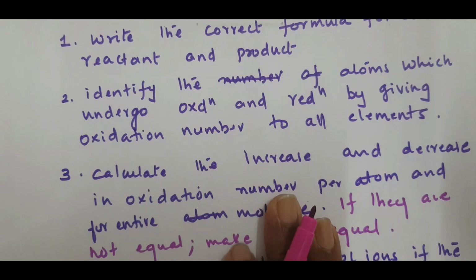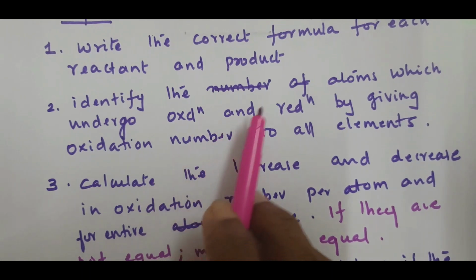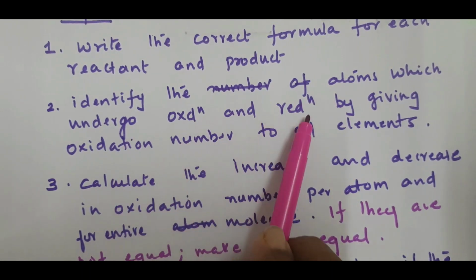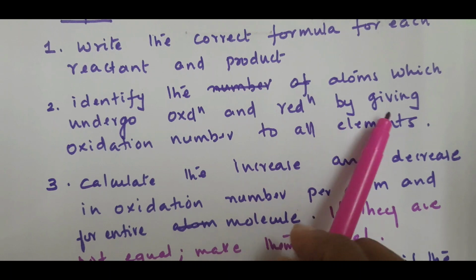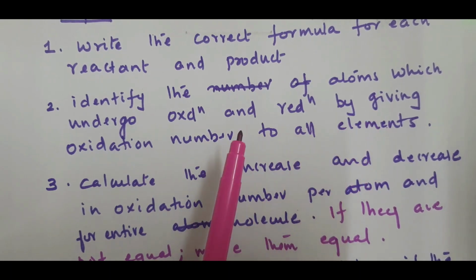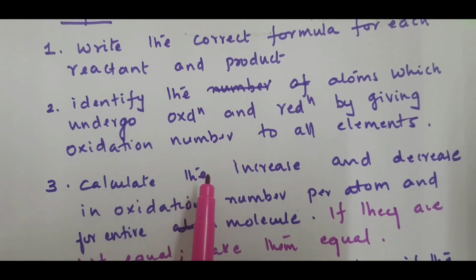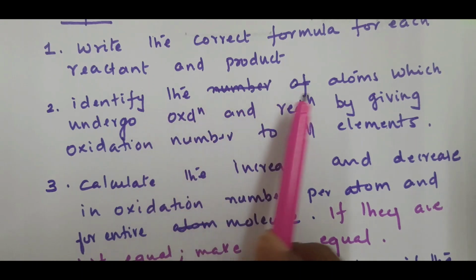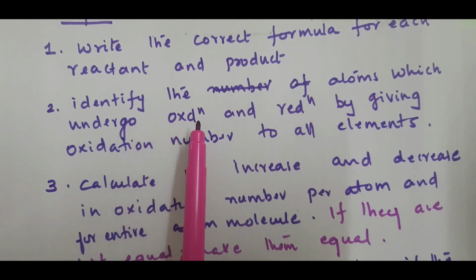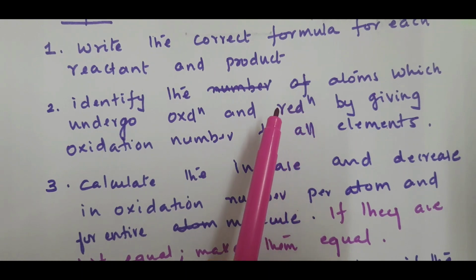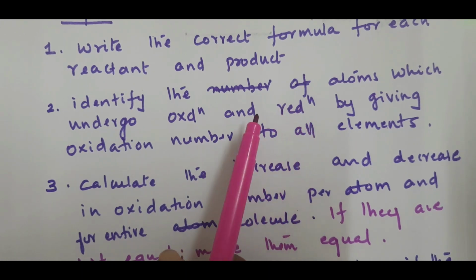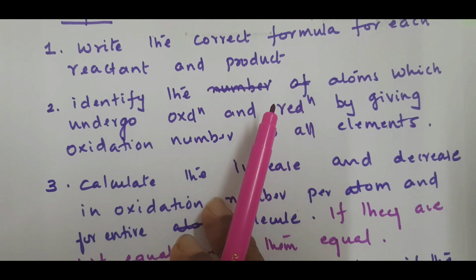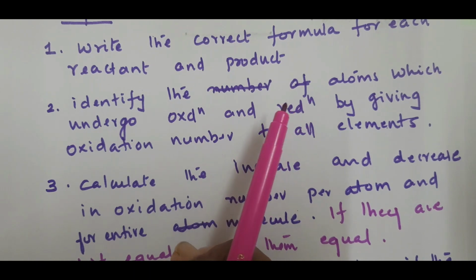Then the second step is you identify the atoms which undergo oxidation and reduction, by giving oxidation numbers to all the elements. We will take one example and see how to balance the redox reaction using these steps. Again I am telling you, oxidation means there is an increase in oxidation number, whereas reduction means there is a decrease in oxidation number.